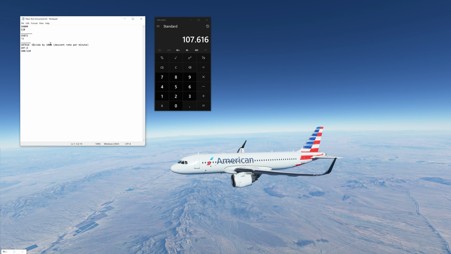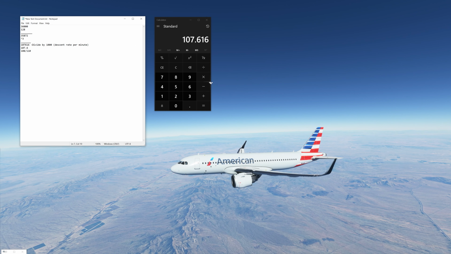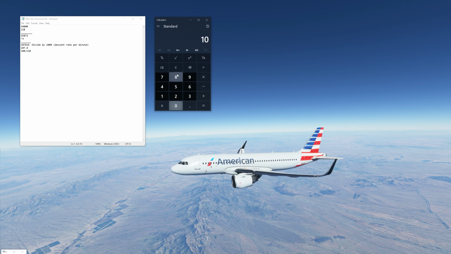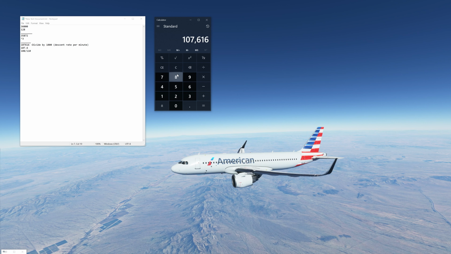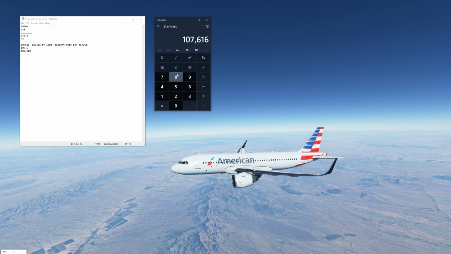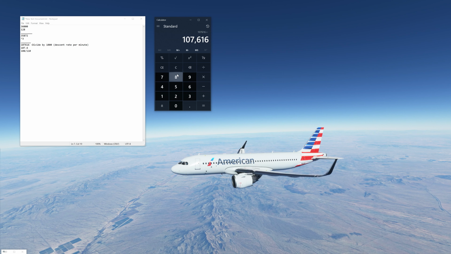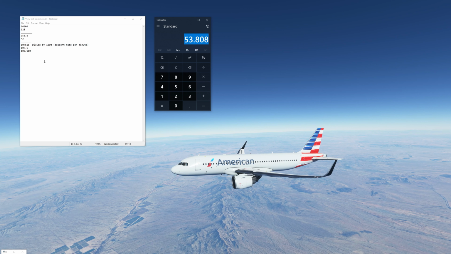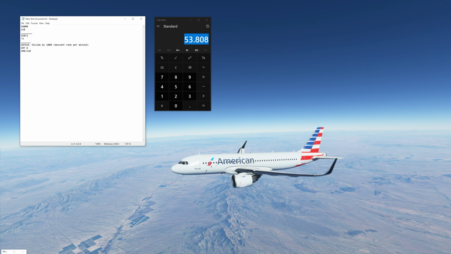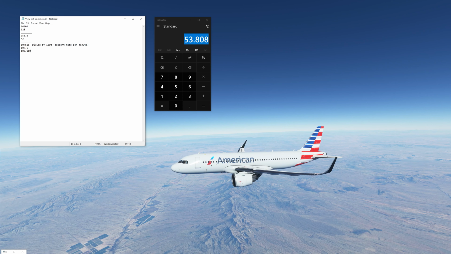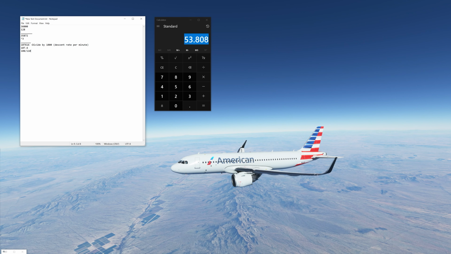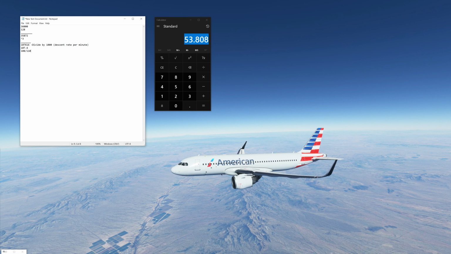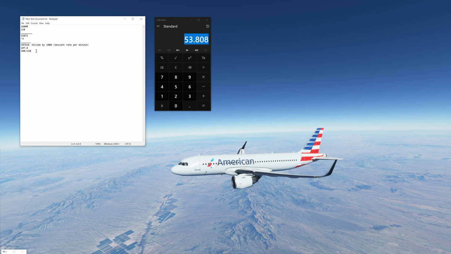So then what we can do here is, if we want, we can change this. We can do 107,616, and let's say we wanted to descend at 2,000 feet per minute. Then we would just do the same thing, divide by 2,000, and that would give us 53 miles away. Anyway, this was just the idea that would give you the 3-degree glide slope descent rate.